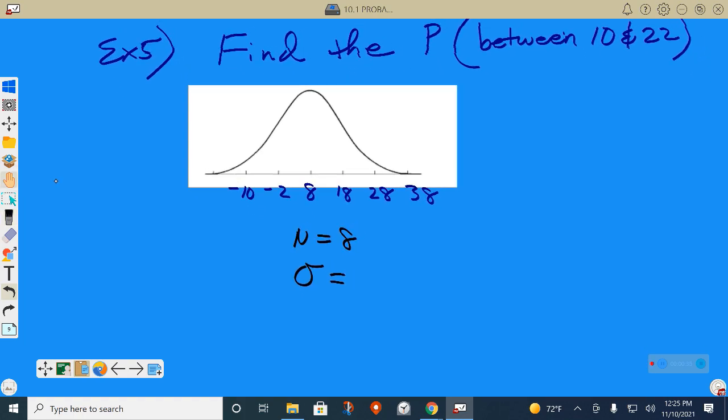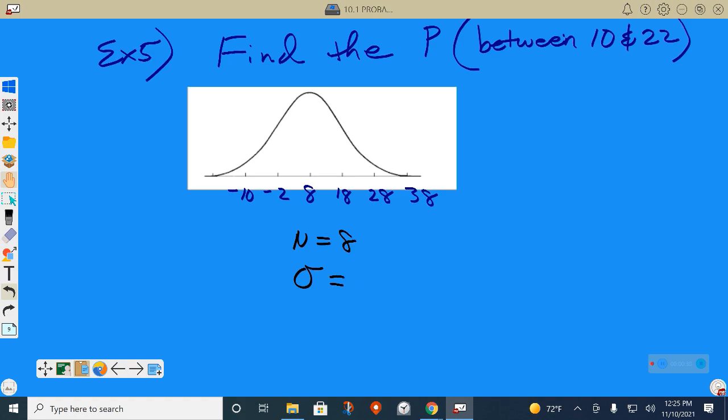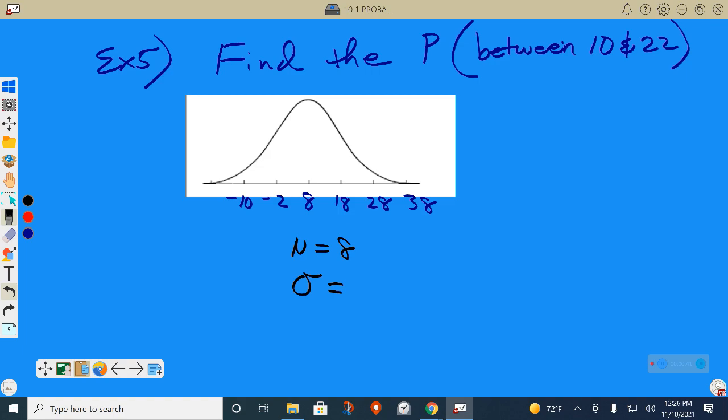What is my standard deviation here? 10. Gracias. Okay, we're getting that down, very nice. So let's see, where does 10 fall? 10 falls a little bit above the mean. Here's 10. And then 22 is also above the mean, a little bit past the first standard deviation. I'll put it about right here. Here's 22.